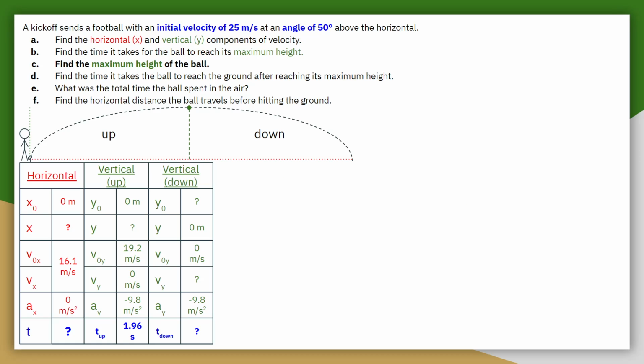That allows us to say that the time it takes to go up is 1.96 seconds. That can be a new variable we add. However, at this point, t is not the same for horizontal, up, and down. We're going to need to figure out what those times will be later on in order to answer parts D, E, and F. But right now, we're just trying to figure out for part C what the maximum height will be, using the time it took to go from the ground to its maximum height.